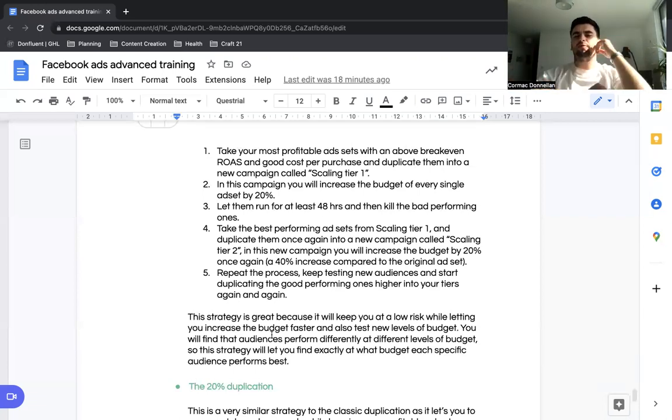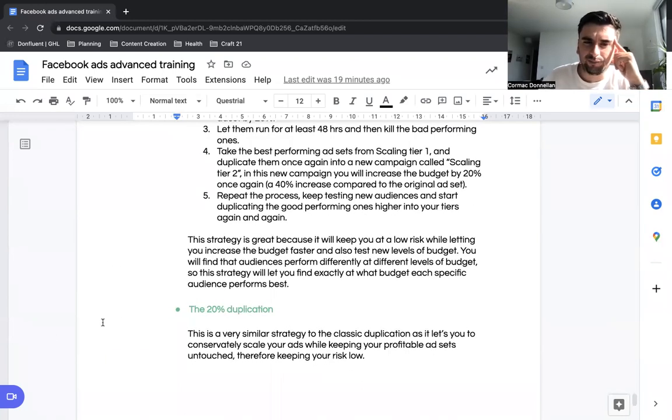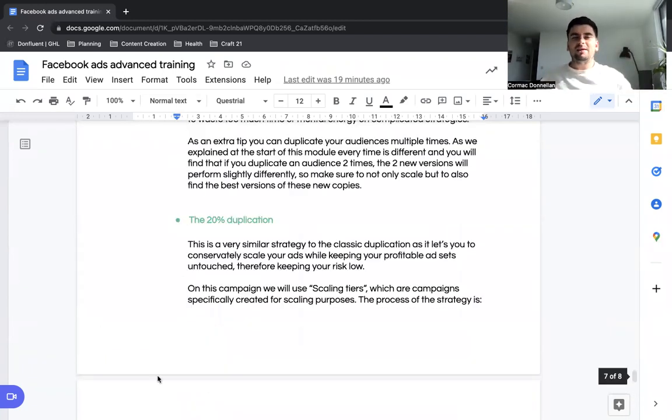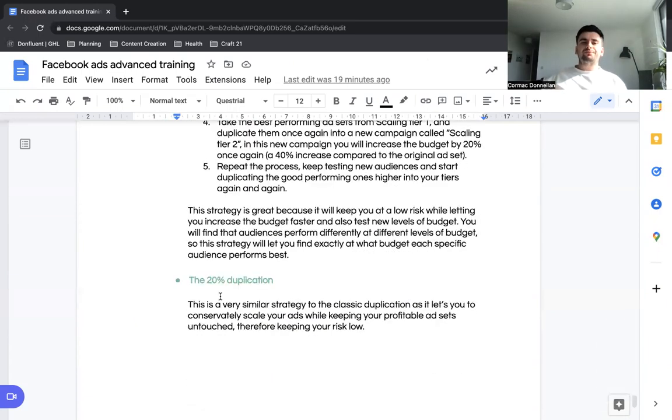You will find that audiences perform differently at different levels of budget, so the strategy will let you find exactly what budget each specific audience performs best. So if one performs good at 10 and then you move it to 12 or 15 and it performs good again, and you move it to 25 and it stops performing there, or you try to move it up, but it doesn't have that resonance, you can just drop it back down a league essentially. So it's basically getting good results again. So that is the 20% duplication method.